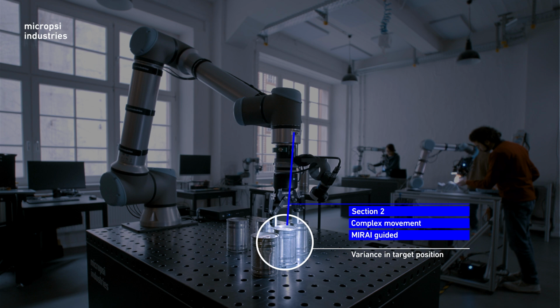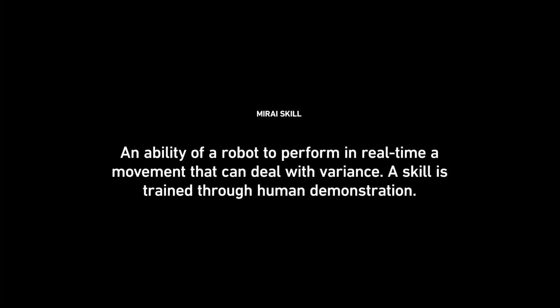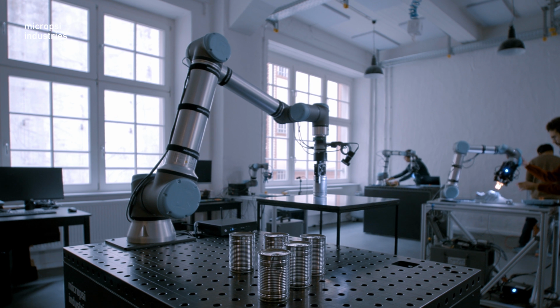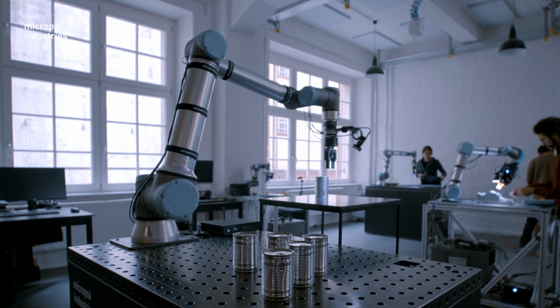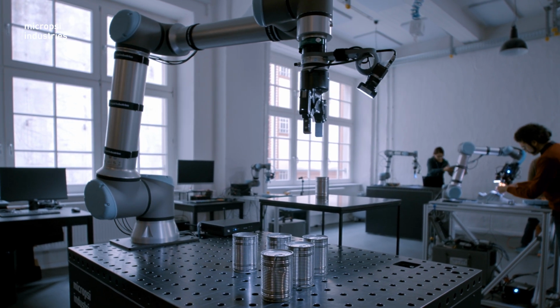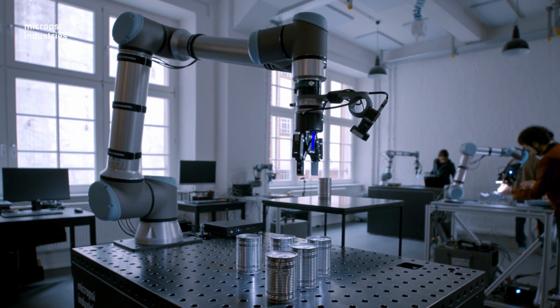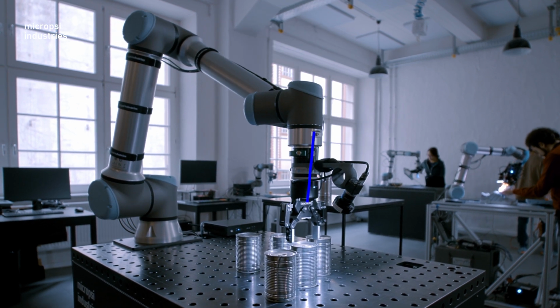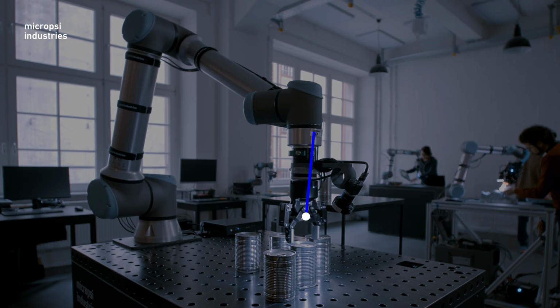For each complex section in a task, we train a MIRAI skill. A MIRAI skill is an ability of a robot to perform in real time a movement that can deal with variance. A skill is trained through human demonstration. During the task, the native control program transfers control of the robot to MIRAI to handle the complex section. Once MIRAI has completed the skill, it hands back control to the native program.